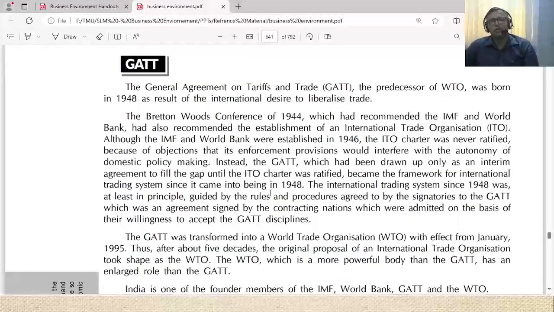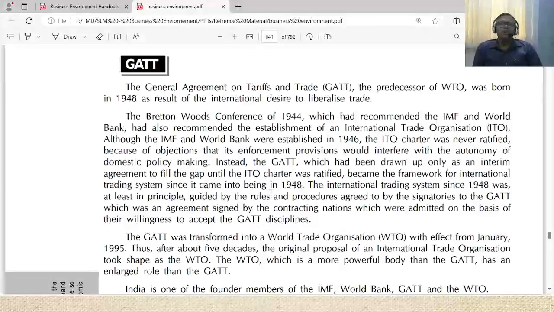The first topic in this area is GATT. GATT represents the General Agreement on Tariffs and Trade, that is GATT. The precedent of the WTO was born in 1948 as a result of the international desire to liberalize trade.